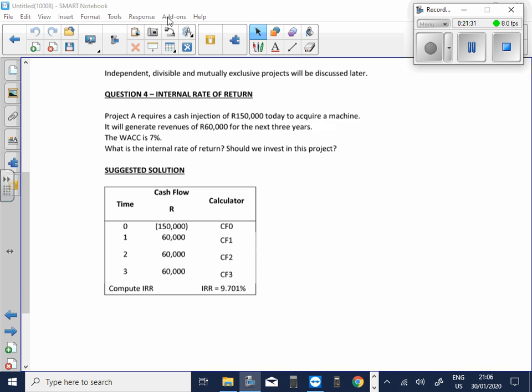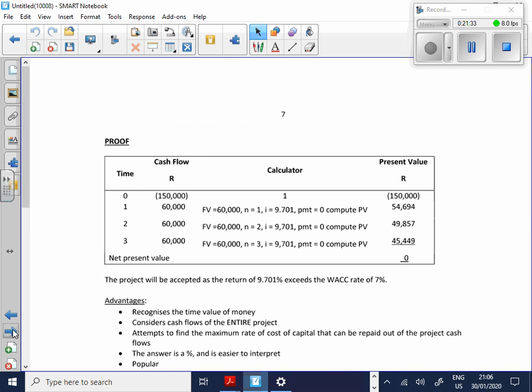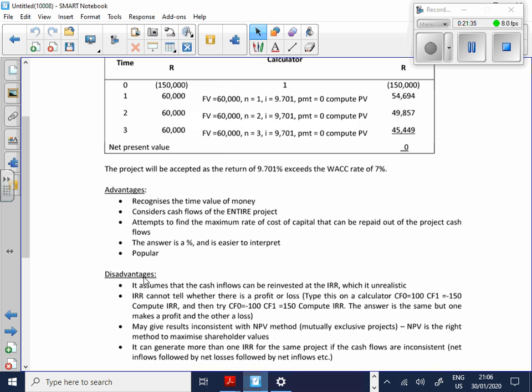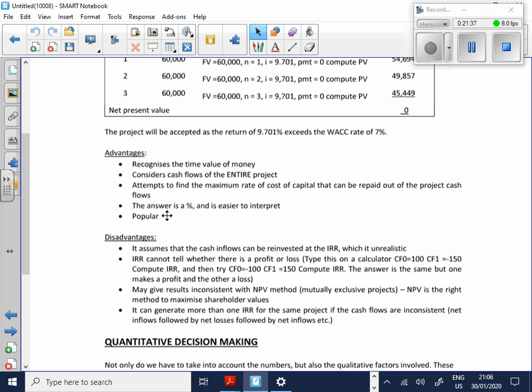Now, I personally don't like IRR in practice. Can I show you why? There are a couple of problems with IRR, and I just want to show you. So basically, guys, it says here advantages: the answer is a percentage and is easier to interpret. So bigger than WACC, we accept the project. Personally, I don't see the problem. It's positive, accept NPV, but yeah. Is that all right? But can I just show you something as to why you shouldn't use IRR in practice?